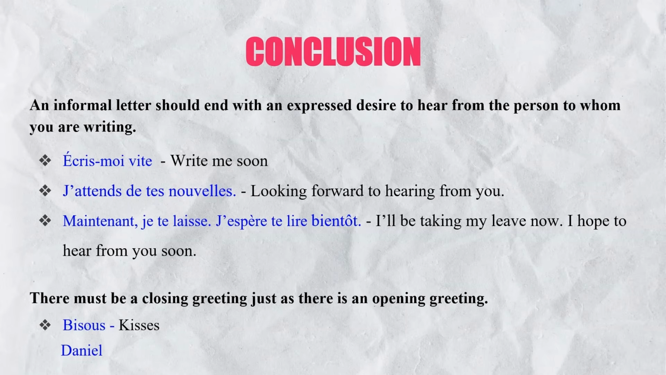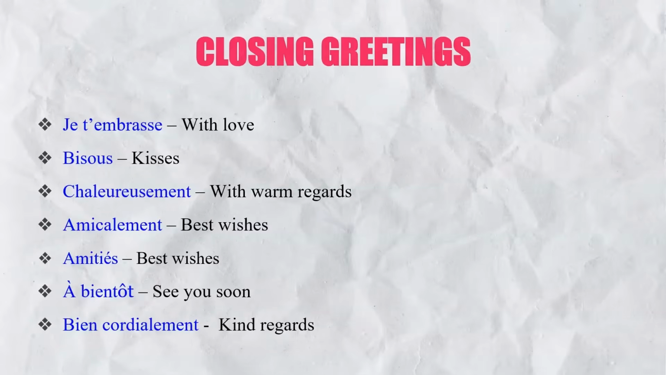And you can see directly under the closing greeting, there is the name of the person who is writing the letter, right? So in this case, that is me. So right under that, you can see my name, Daniel. All right. Now let's look at some other closing greetings that you can use, not just bisous. So you have je t'embrasse, which means with love. Or you can use bisous, which is the one that we looked at earlier.